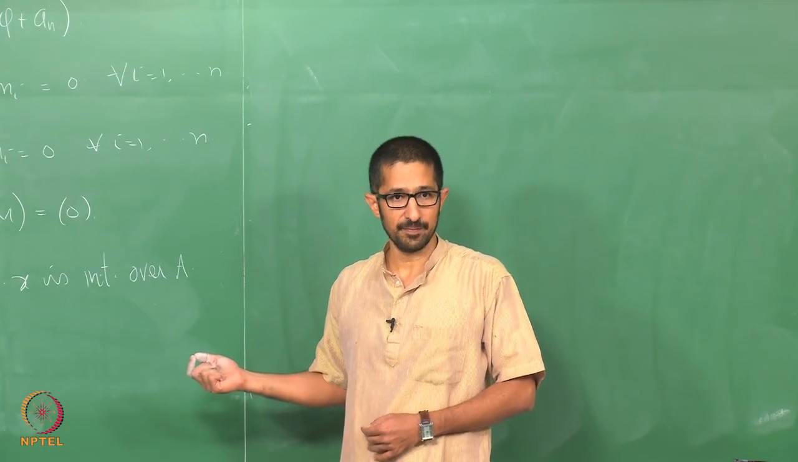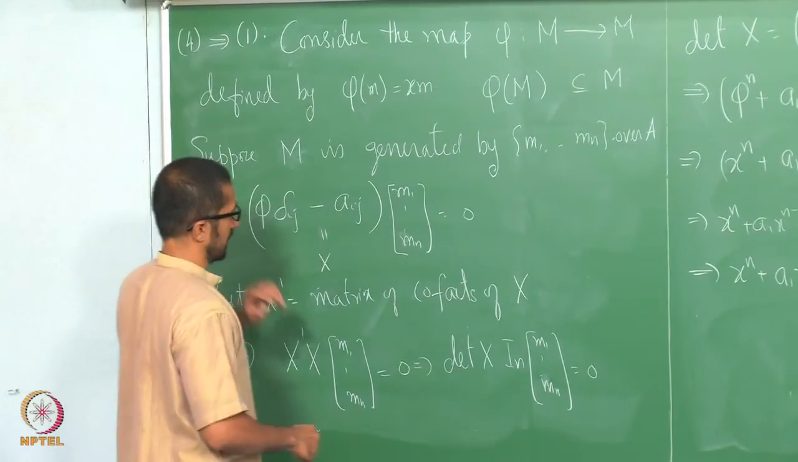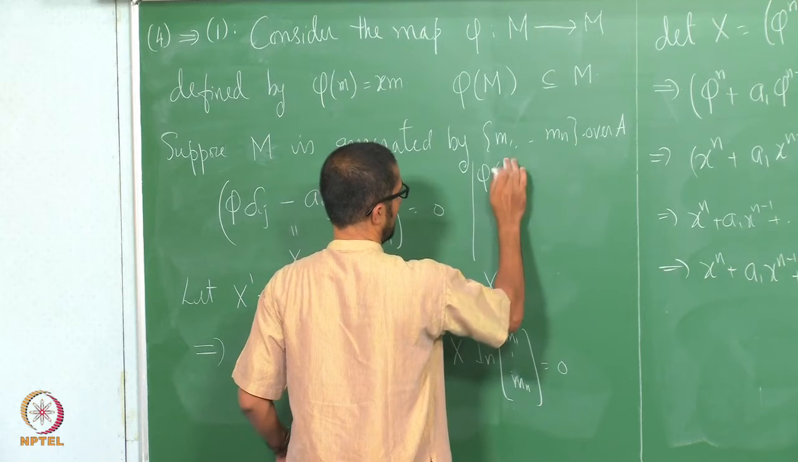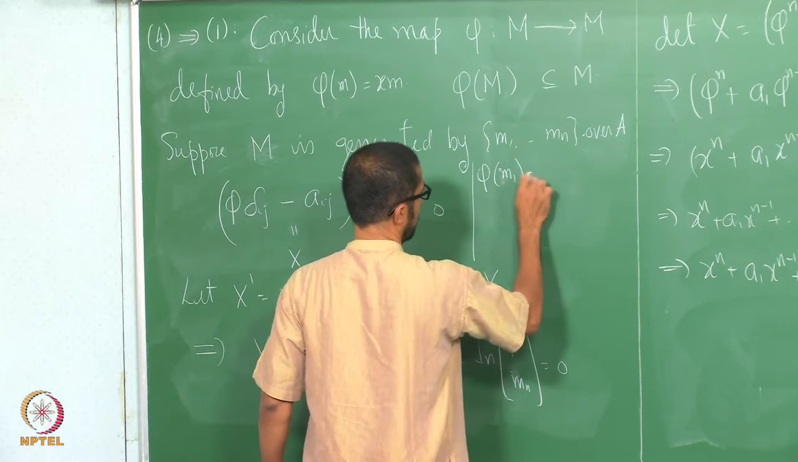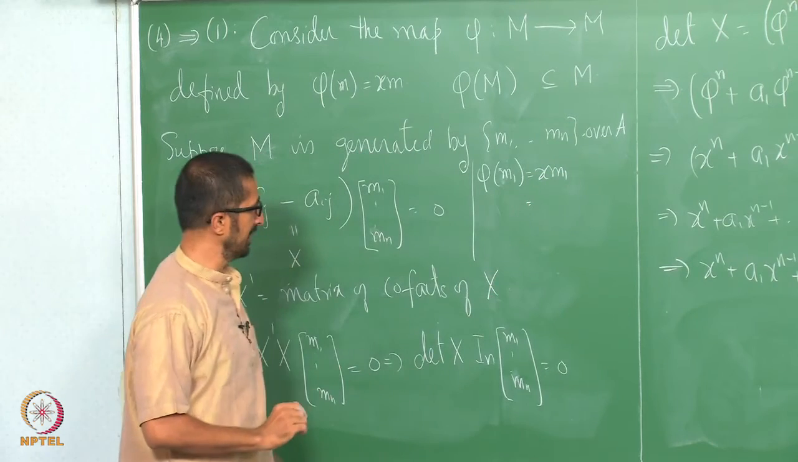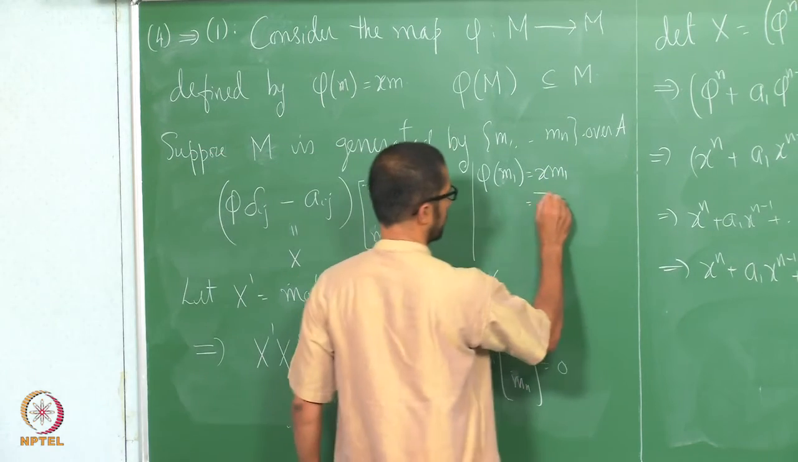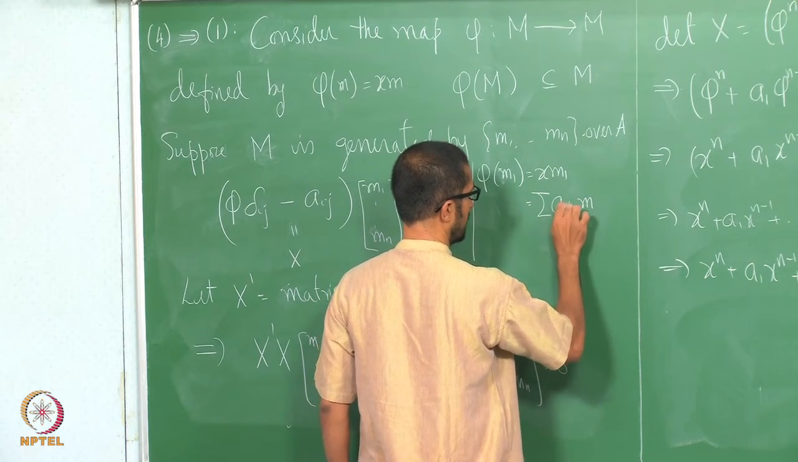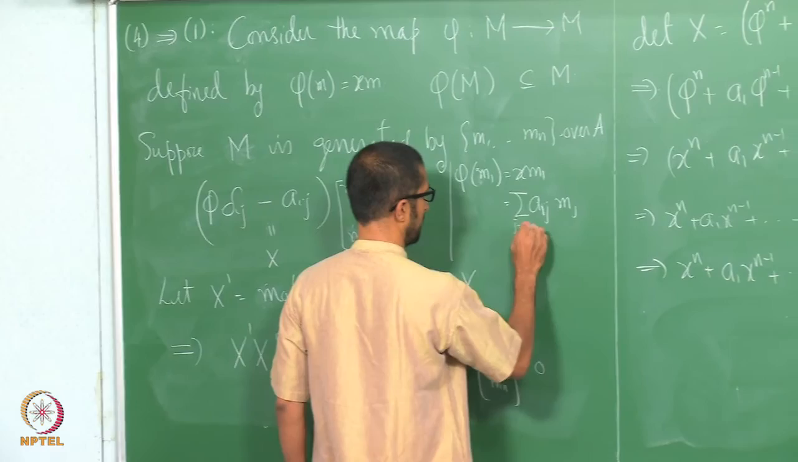Is the proof clear? What is this 0? So, I am writing phi of m1, this is x m1. Whatever this be, I am just writing it as the summation of aij mj, j from 1 to n.